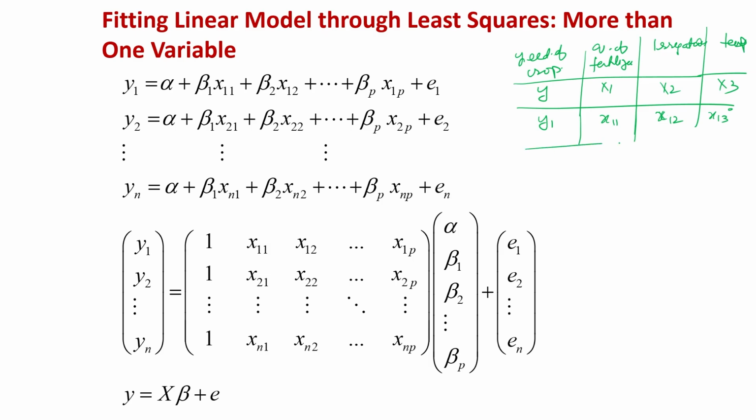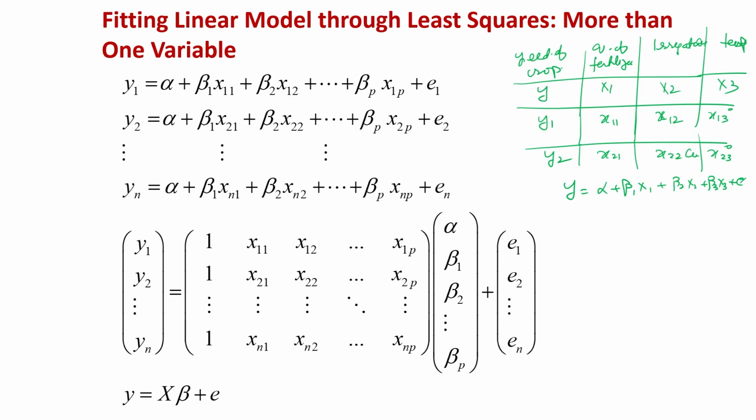Once again I take one more set, say x21 kilo of fertilizer, x22 centimeters of irrigation and, suppose, x23 degrees centigrade, and based on that I get a value y2. So I assume that all these values are going to satisfy the model, something like alpha plus beta 1 x1 plus beta 2 x2 plus beta 3 x3 plus e. Right. Similarly, now we are considering x1, x2, up to xp.